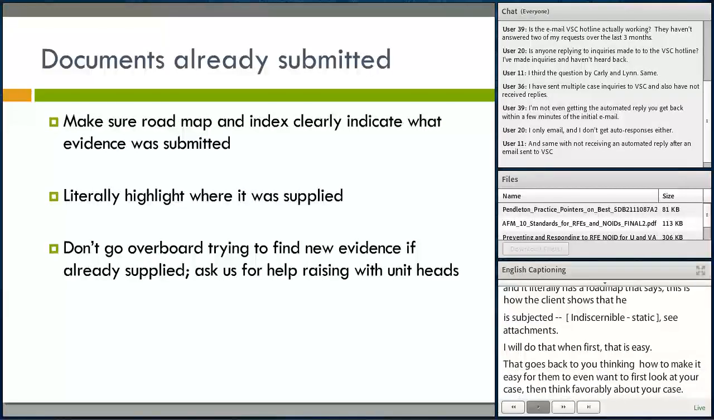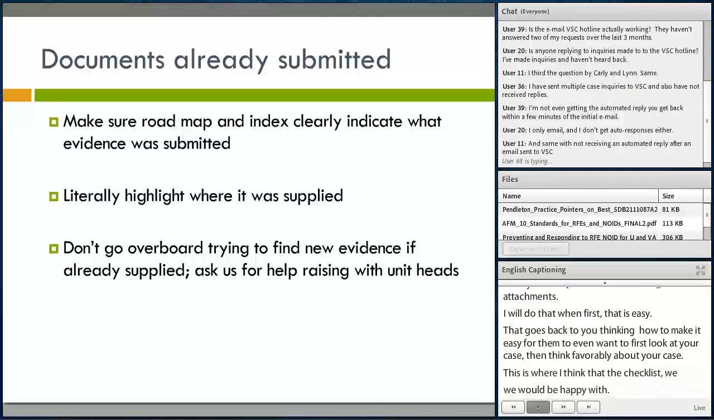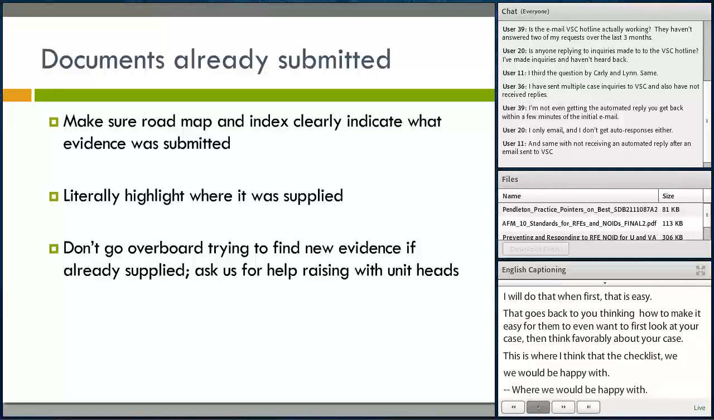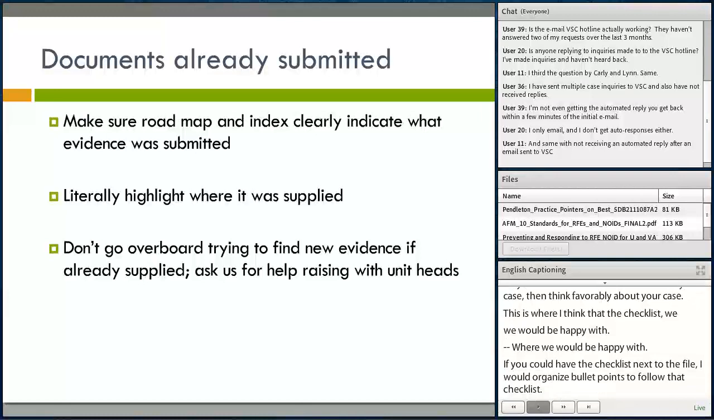This is where I do think those checklists are useful. We've known about them for a long time, but we've never seen them. And so I think if you can see what checklists they're going to have next to your files as you open it, I would organize your individualized bullet points in your roadmap cover letter to literally follow that checklist. So they can literally just sit there and go, check, check, check.